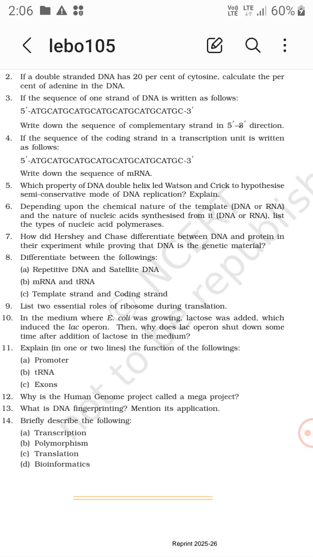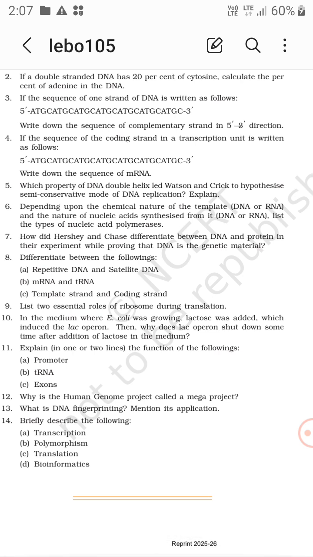Depending upon the chemical nature of the template, DNA or RNA, and the nature of the nucleic acid synthesized from it, that is DNA or RNA, list the types of nucleic acid polymerases. How did Hershey and Chase differentiate between DNA and protein in their experiment while proving that DNA is the genetic material? Because protein cannot replicate, DNA can replicate.